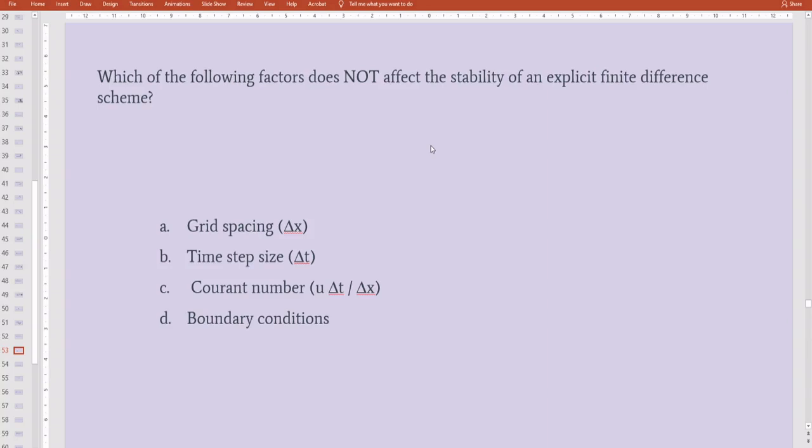Which of the following factors does not affect the stability of an explicit finite difference scheme? First option, grid spacing, that is delta x. Option B, time step size, that is delta t. Option C, Courant number, u delta t by delta x. Option D, boundary condition. Try to answer the question.